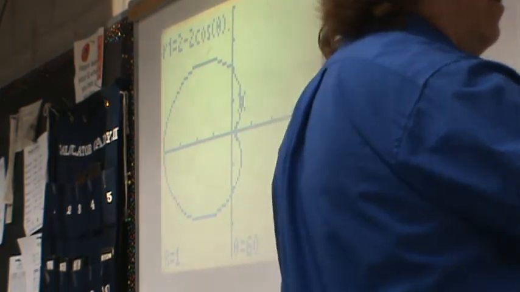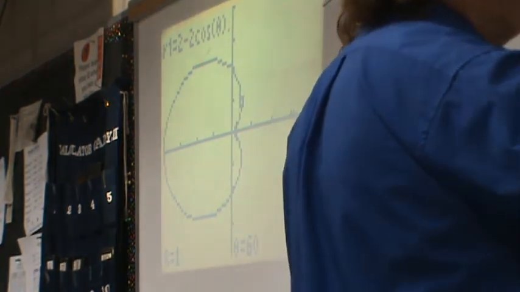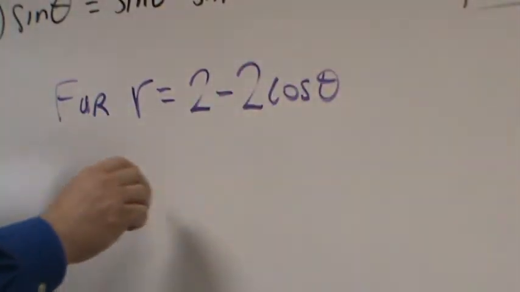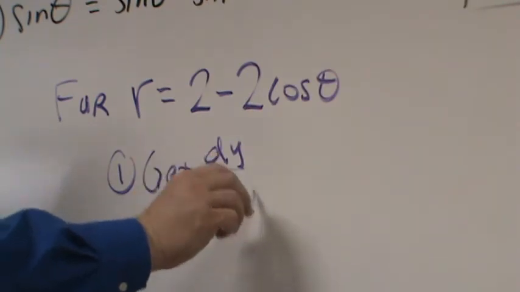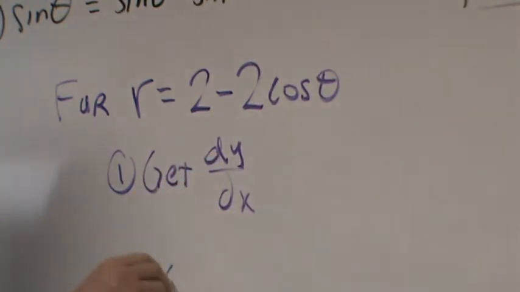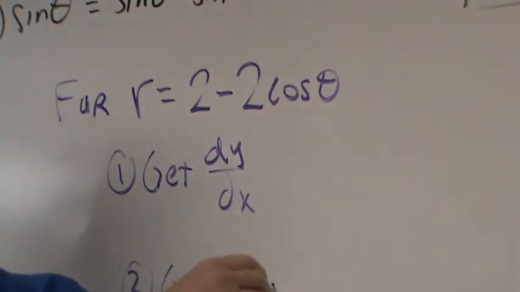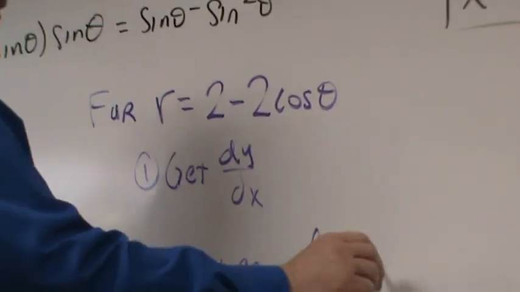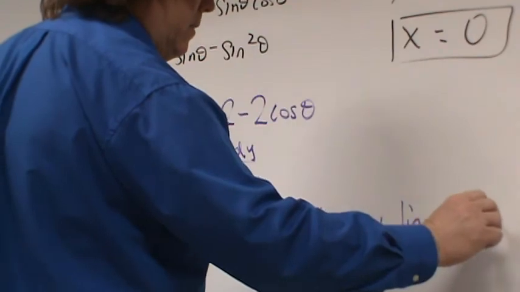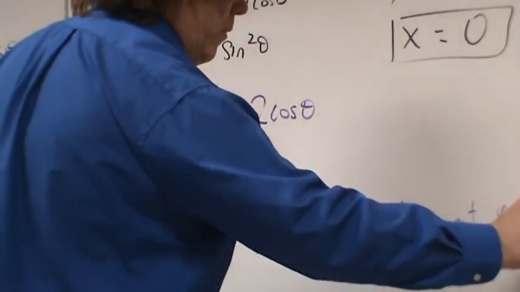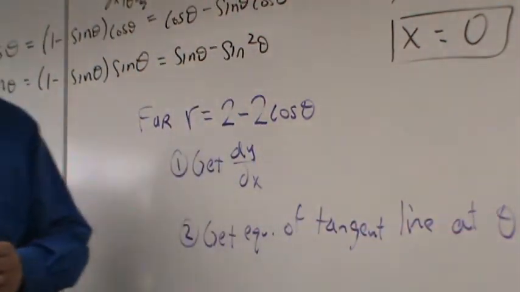Here's what I want you guys to do. For r equals 2 minus 2 cosine theta: one, get dy dx, and then two, get the equation of the tangent line at theta equals 45 degrees. Please do that now.